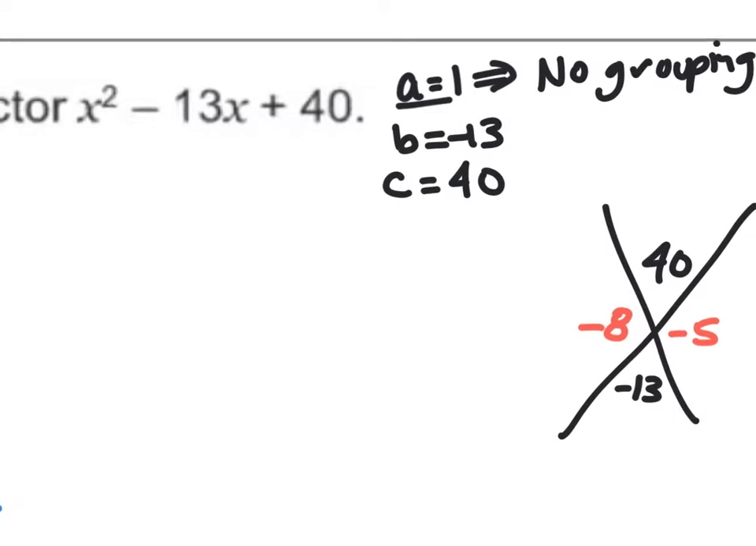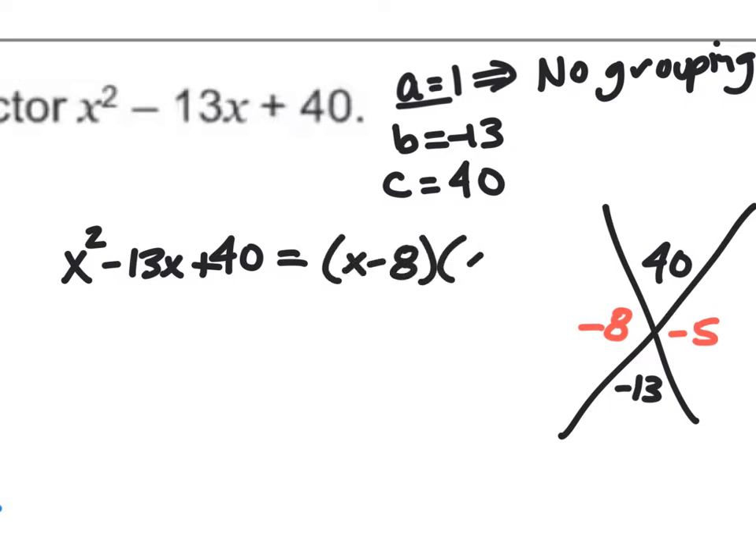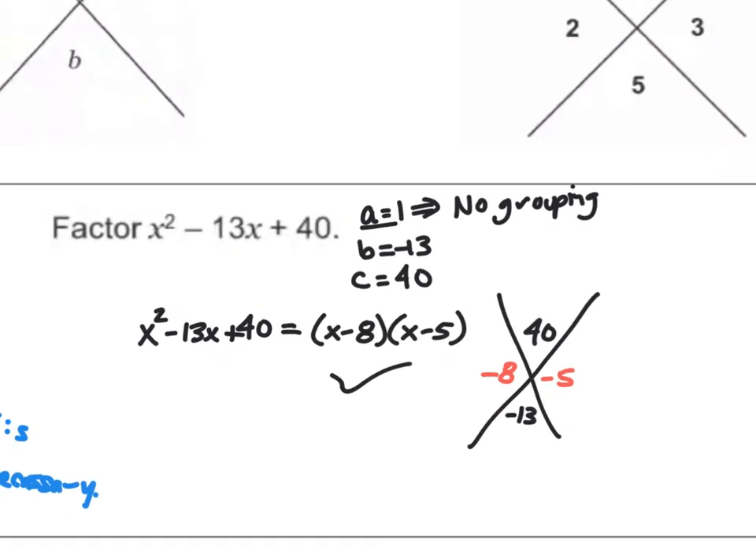Because a is equal to 1, I don't have to group this or split the middle term. I can just write out my binomials, and the factors are just x minus 8 times x minus 5. And that's it, we're done. So it's kind of easy, it's not too bad.